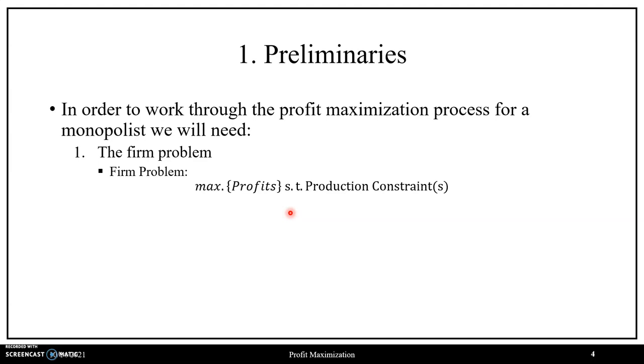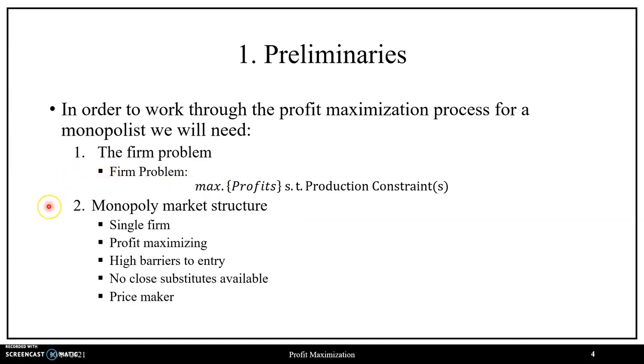But we cannot explicitly calculate the pricing strategy without a market assumption, which is precisely our second item: we need the market structure. In this case we're assuming a monopoly, which we have seen means there's a single firm operating in the space that is a profit maximizer, and high barriers to entry exist, such that other firms cannot enter the market to compete. Additionally, there are no close substitutes available for what the monopolist is producing. And lastly, the monopolist is a price maker, in that they have the ability to alter the price of the good or service.